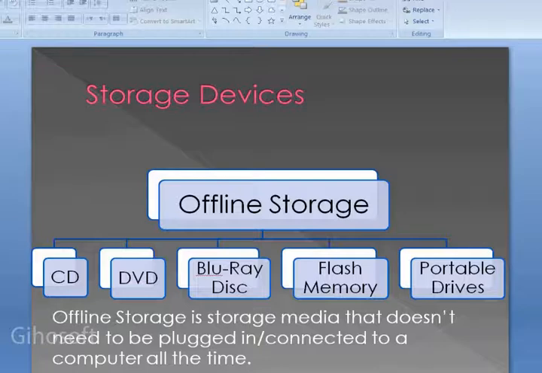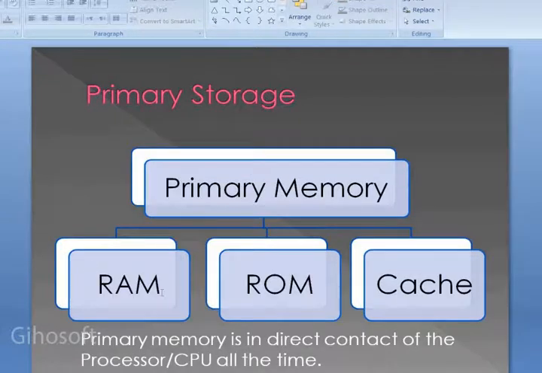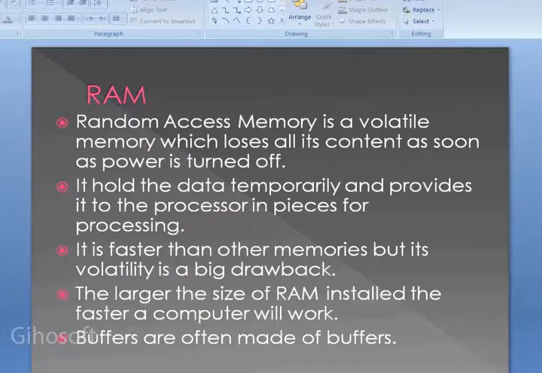Okay, that being said, the first thing in the list is primary memory, and the first sort of primary memory is RAM. So first of all, we are going to have a look at RAM, and then ROM, and then cache. RAM stands for random access memory.